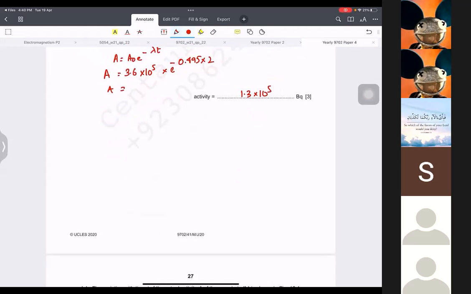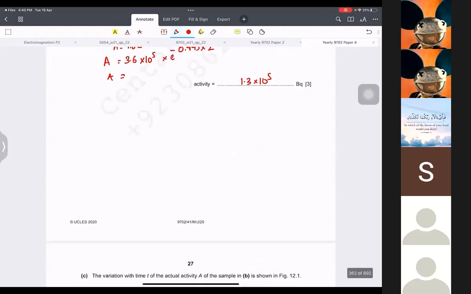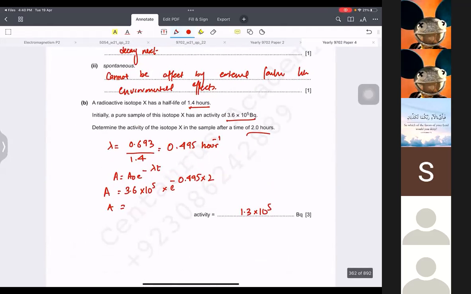Okay, now this one. The initial activity of isotope X is 3.6. Sir, don't we have to convert the hours into seconds? No, because this time is in hours and this is also in hours.